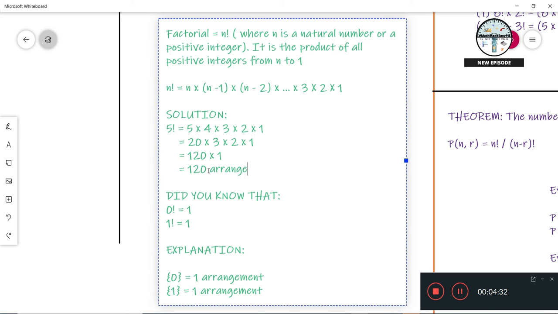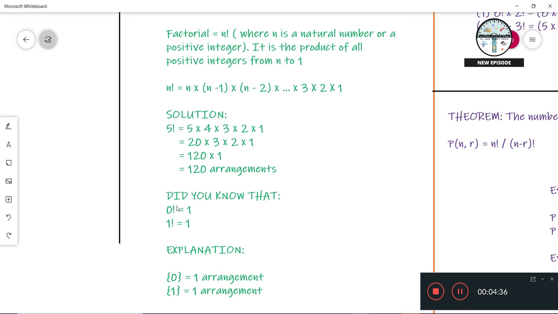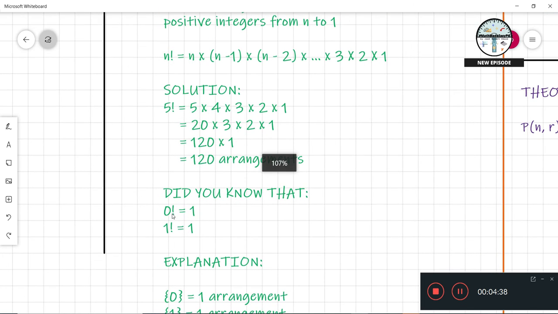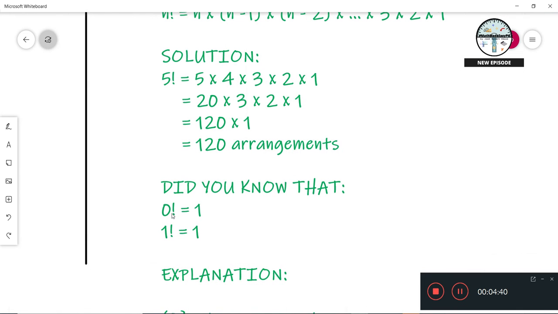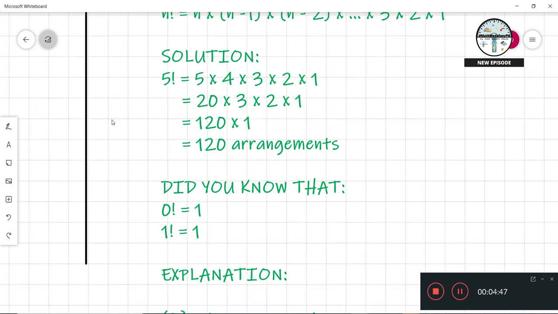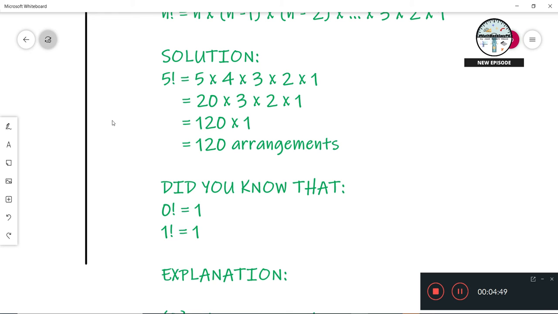I have an interesting fact about factorials. Did you know that 0 factorial is equal to 1? Alam niyo bakit? Bakit hindi ba siya 0? Kasi we just tackled that n factorial is equal to n times n minus 1 times etc. So here's my explanation why.